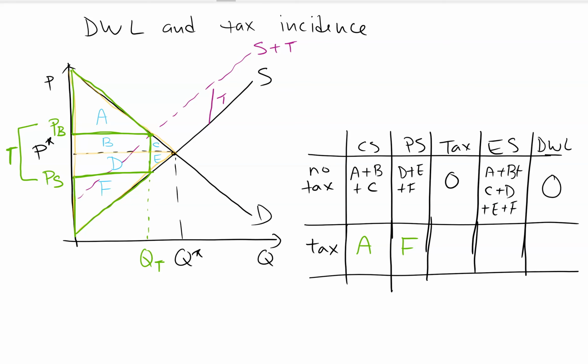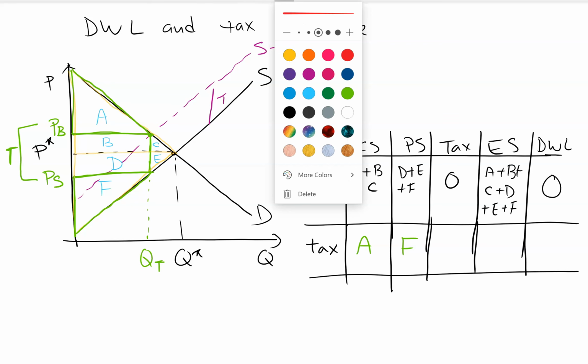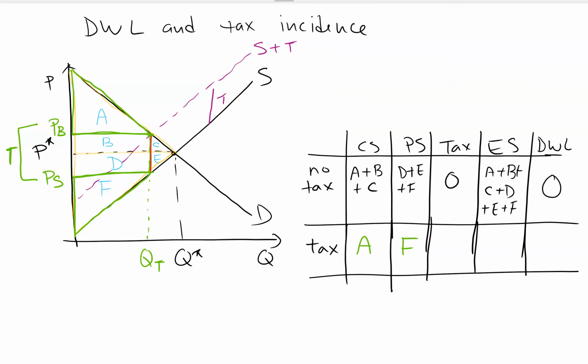But we also have some tax revenue. Tax revenue is this part in the middle. The tax is here. The tax is this part of T tall, and they sell this many units. So this box here shows the tax revenue. Remember the tax revenue is equal to the tax, which is the height, times QT, the amount they sell. And so this is going to be B plus D.